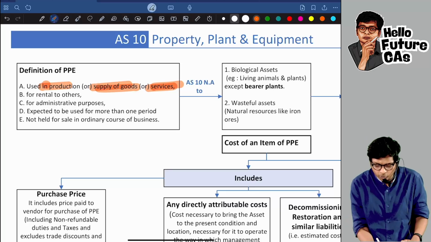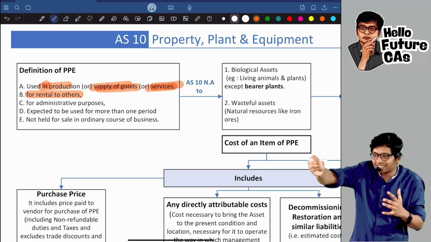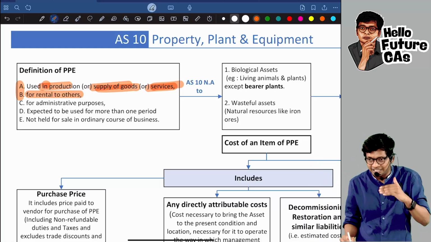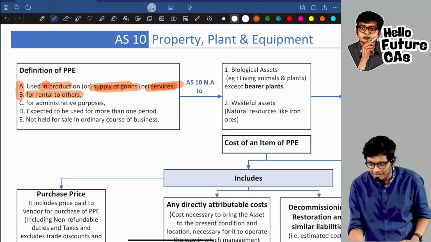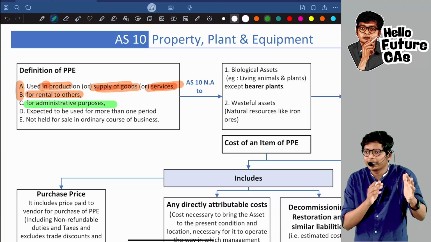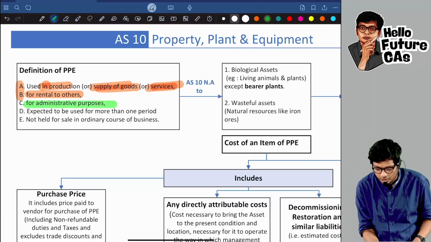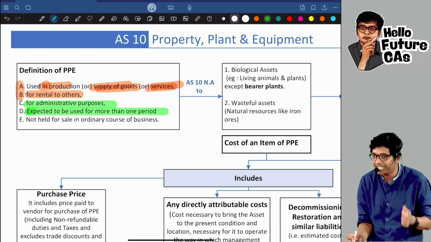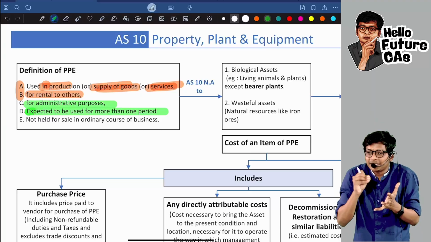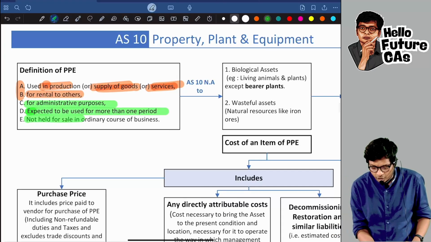PPE can also be used for rental to others. What do you mean, sir? I purchased a house and I'm giving it on rent to others. Rental income from my PPE. The first two points talk about generating income, or being used in generating income. Next is being used for administrative purposes. For example, admin room, chair, or let's say lights or AC for admin purpose. And not expected to be used for more than one period. Sir, I am purchasing one calculator. I will use it for 6 months and throw it. Not a PPE. PPE is used for more than one accounting period and not held for sale.